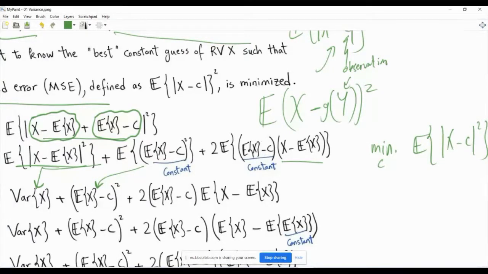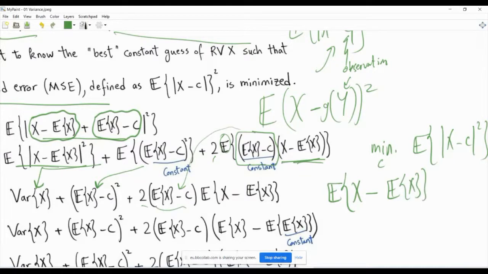Now this guy is a constant, and expectation is a linear operator. Linear means that if your random quantity is multiplied by a constant, you can pull the constant outside. So we can take this guy to the outside with the 2. So we have 2 times (E[x] - c). And then what are we left with? We have the expectation of x minus E[x].